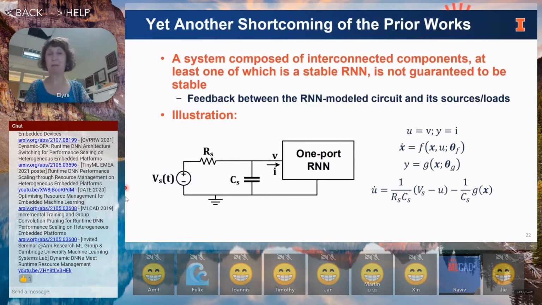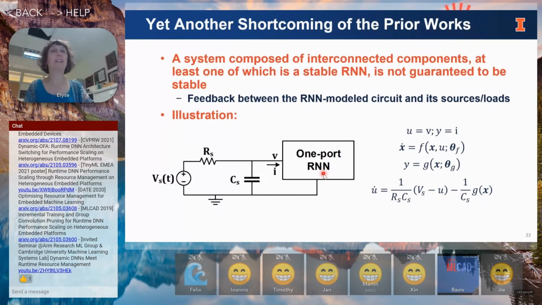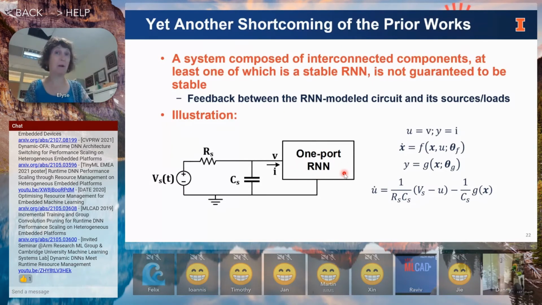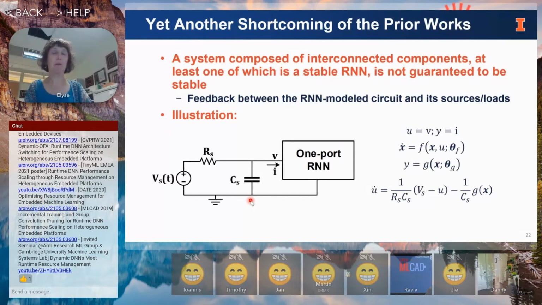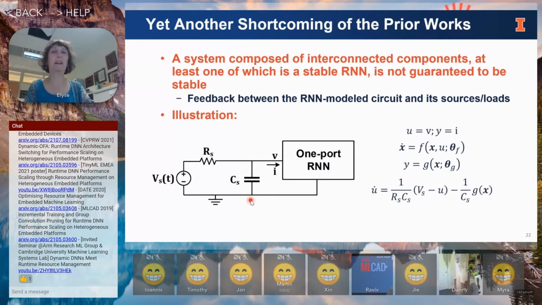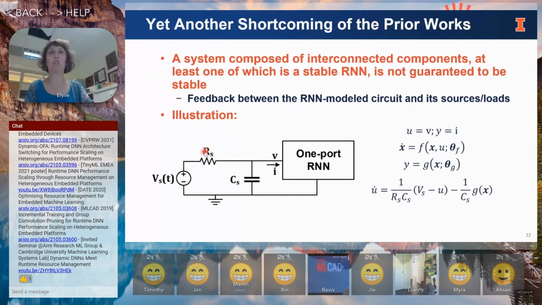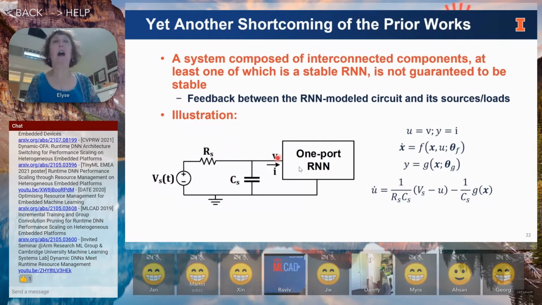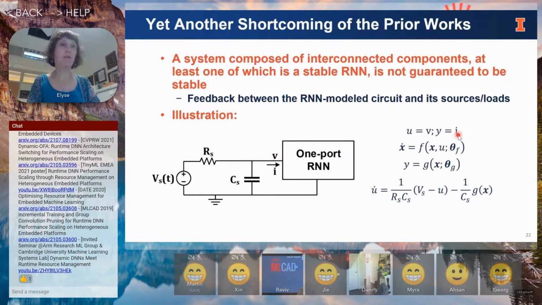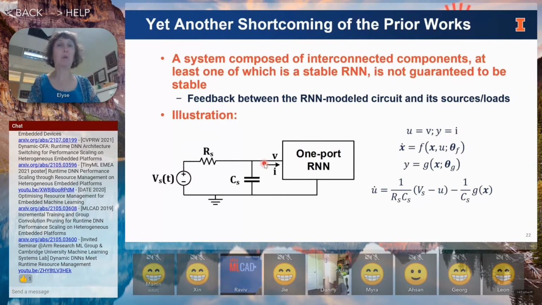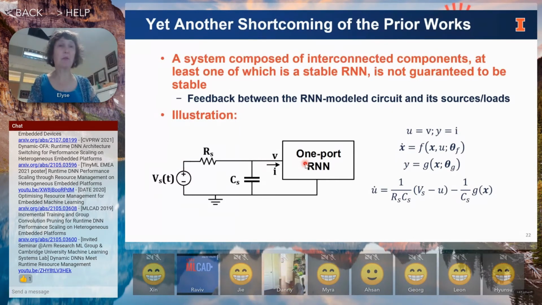I have a very simple example shown here. Say we have a one-port RNN model connected to a voltage source, and the output impedance of the voltage source is represented by this R and this C, this resistor and this capacitor. The input to the RNN, U, will be the port voltage. The output from the RNN, Y, will be the current flowing into the port. Model equations are shown here.